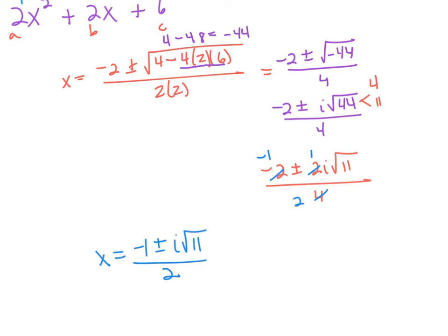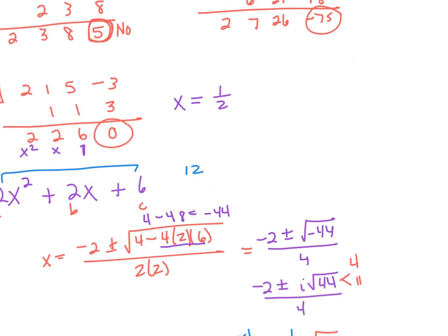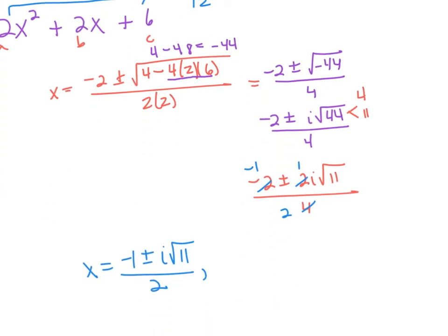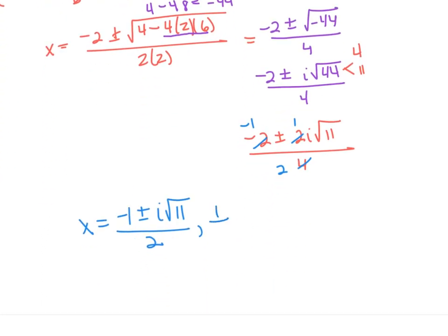But we can write it all together as one. And then don't forget, we also found a rational root from the very beginning up here. Remember we said x is equal to 1/2, so that is our other answer right there. So also 1/2.